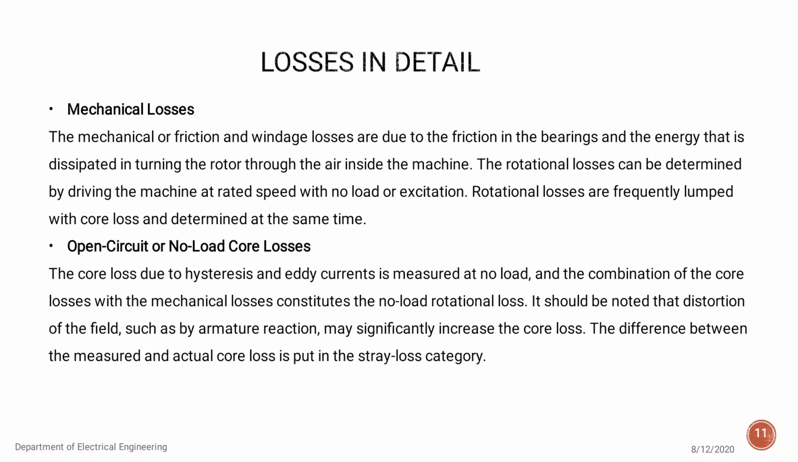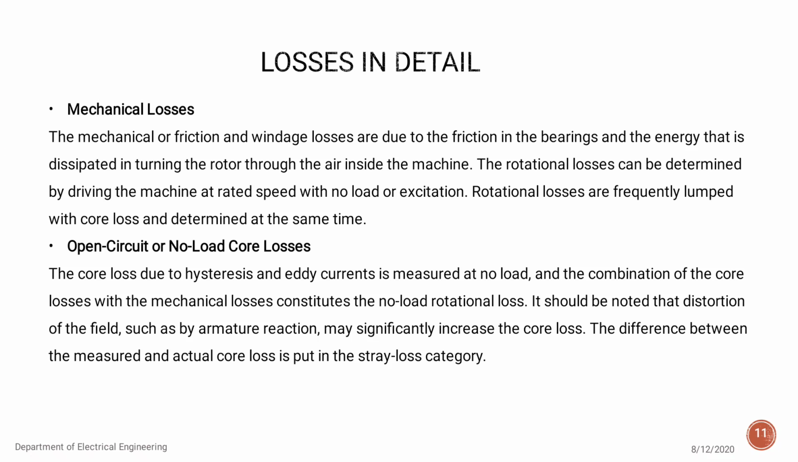Next one is the mechanical losses. Mechanical means what? The losses which occur due to the mechanical part of the DC motor. So what is the mechanical part? The mechanical part is the rotor, and the shaft. Due to that mechanical part, whatever losses occur, that means friction loss as well as windage loss.